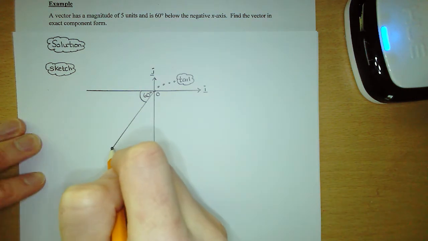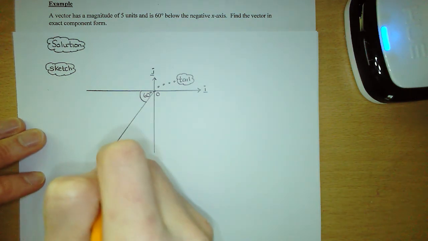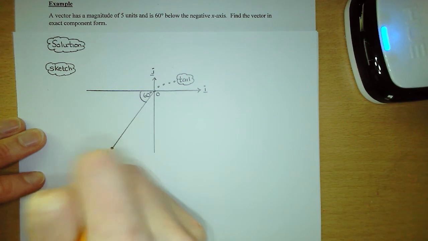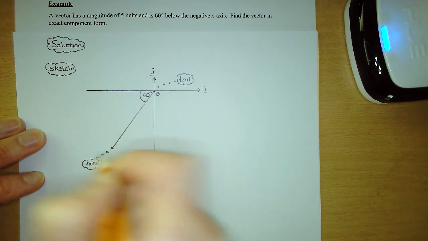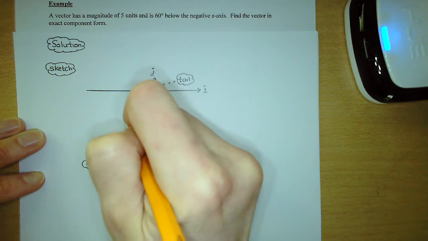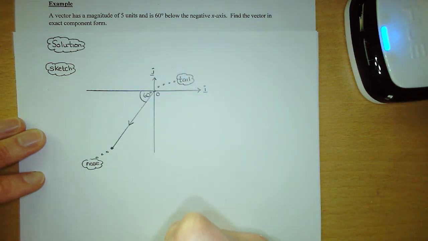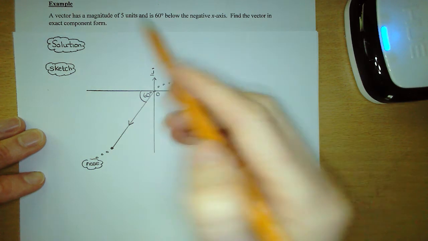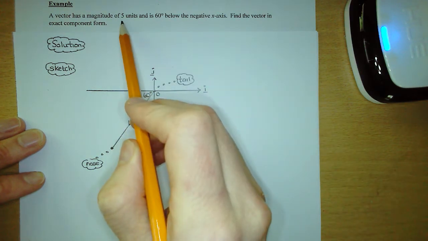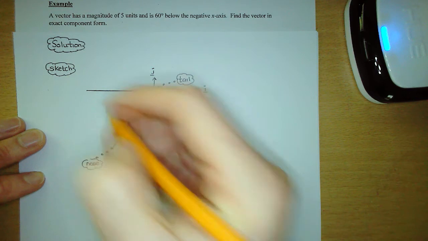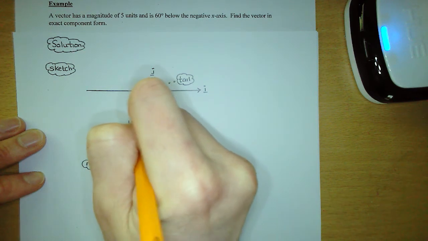This is therefore going to be the nose of the vector. And remember, the arrow on the vector always points at the nose. We're also told the magnitude of this vector. We're told that its magnitude is 5 units, so its length is 5, so we'll put that on the diagram as well.